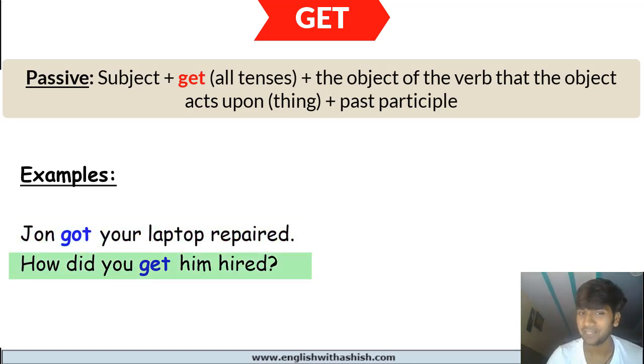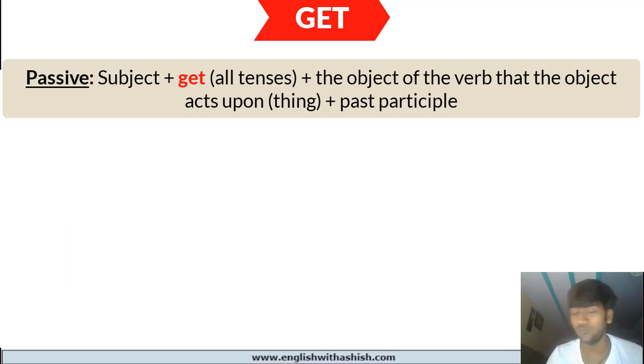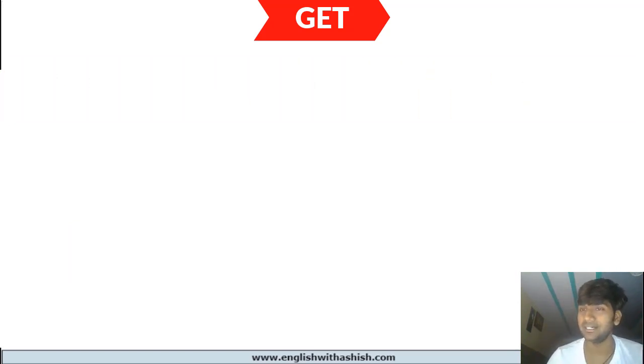Another example. How did you get him hired? Obviously, somebody must have hired him, but it's not important who did the action, right? How did you get him hired? How did this action happen? This is what's important to you, right? So that is how we use the verb get.